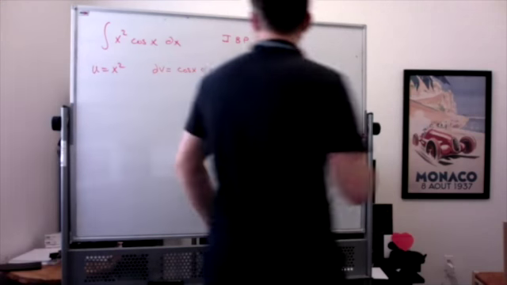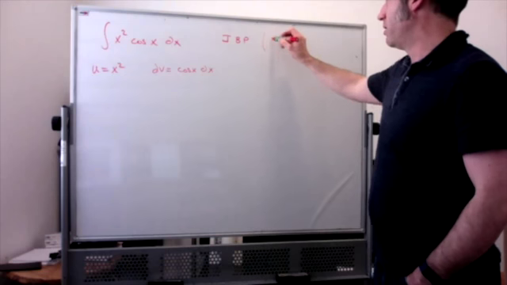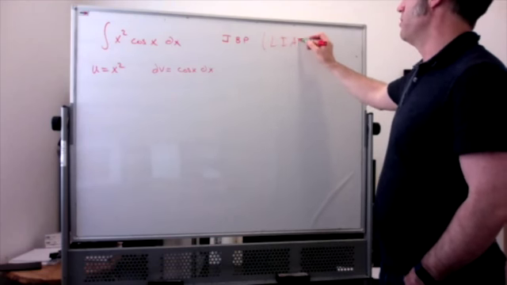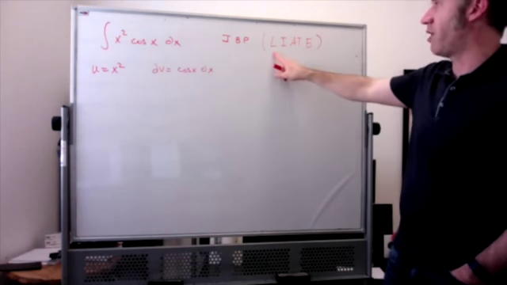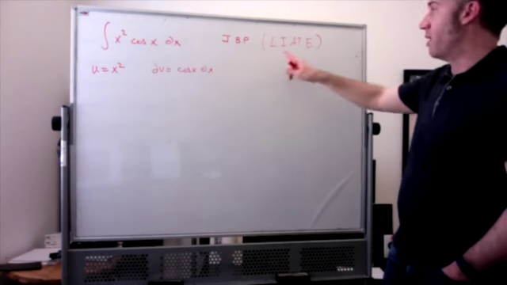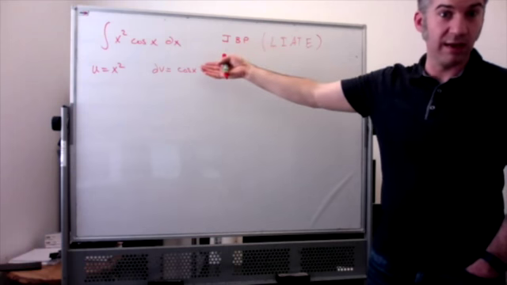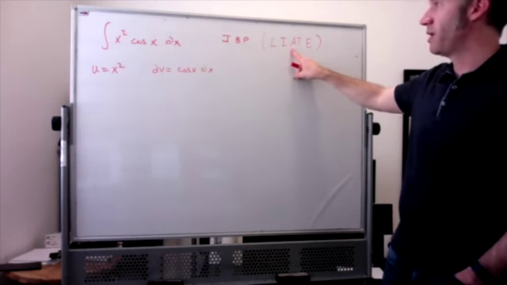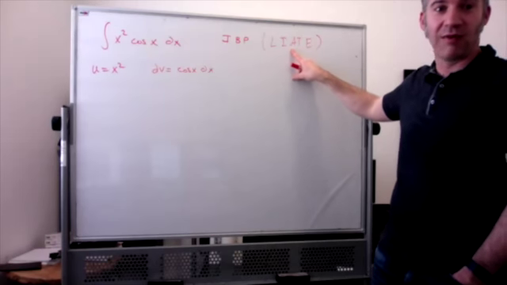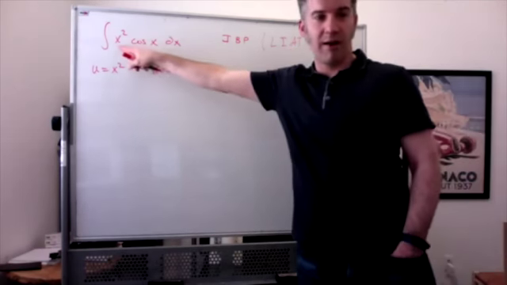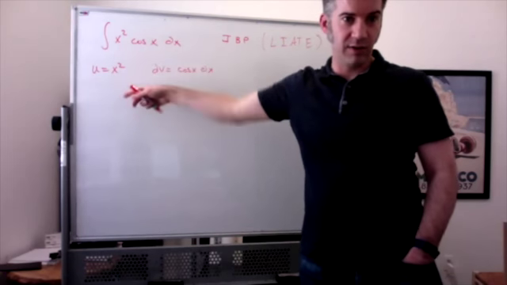Also, I'll just remind you of the LIATE acronym, right? The way we're picking u is first we look for a logarithm. I don't see one. Then we look for inverse trig. I don't see inverse trig. Then we look for any power of x, which is what I'm going to start saying instead of an algebraic term. We look for any power of x. Oh, I see any power of x, x squared. That's our choice for u.